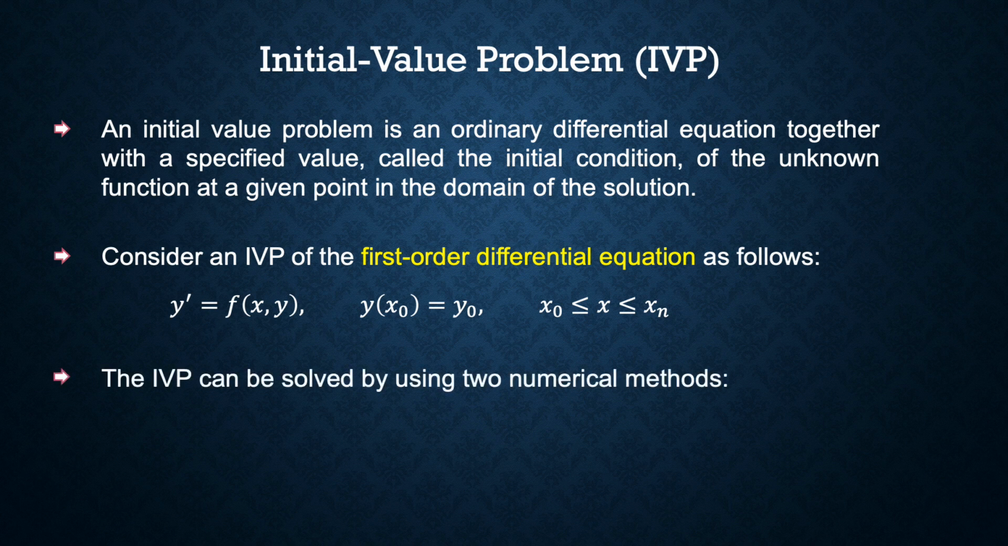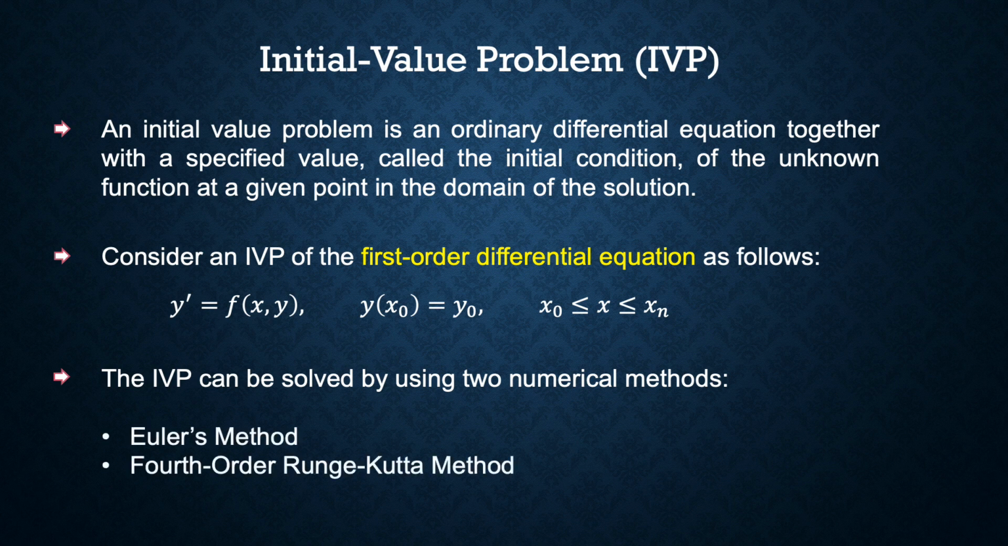The IVP can be solved by using two numerical methods. One of them is Euler's method, and the other is the fourth-order Runge-Kutta method. However, we will only look into Euler's method for this chapter.